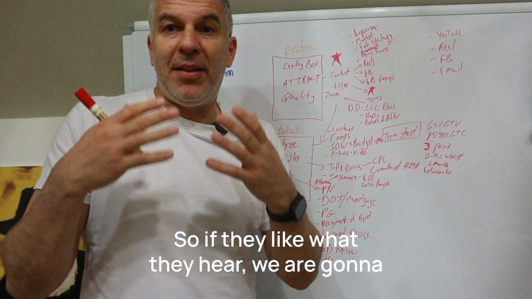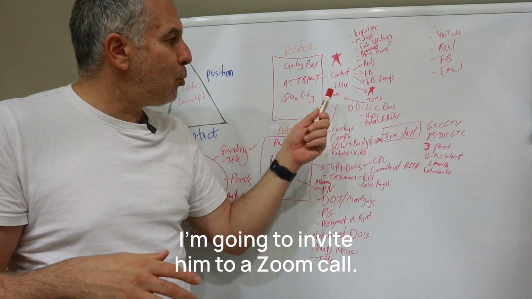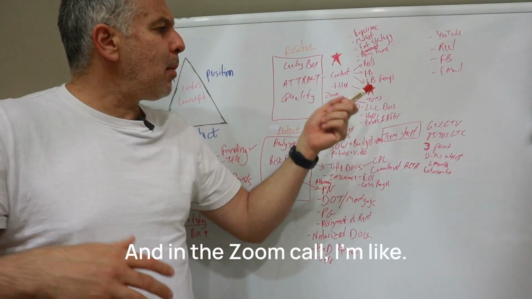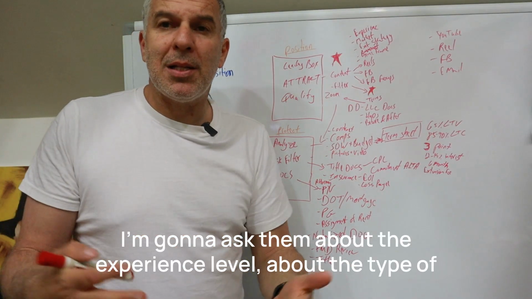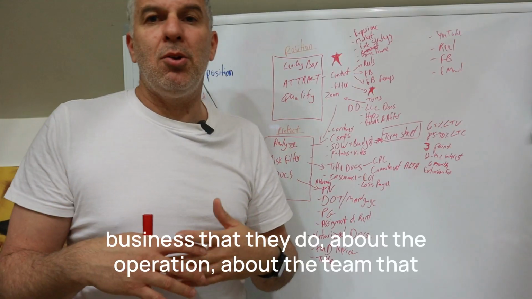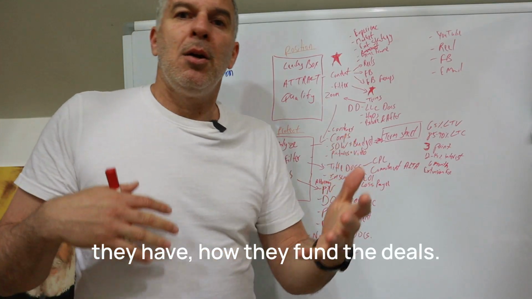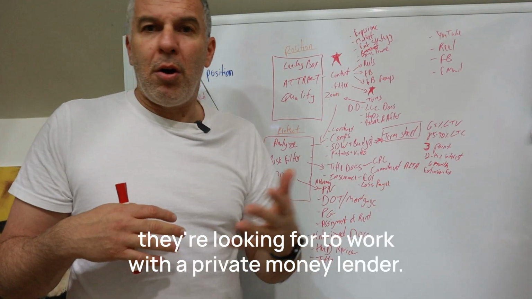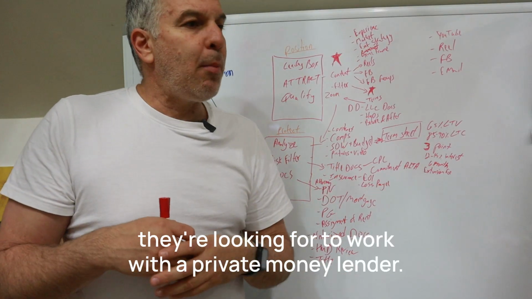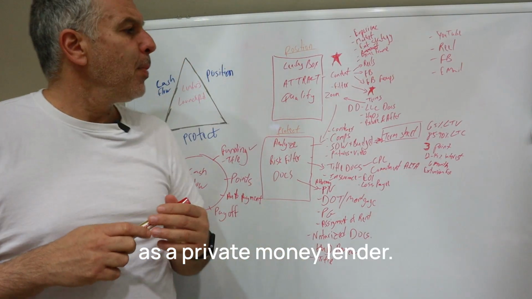Okay, so if they like what they hear, we're going to continue to the next step. I'm going to invite them to a Zoom call. And in the Zoom call, it's going to be a vibe check. I'm going to ask them about their experience level, about the type of business that they do, about their operation, about the team that they have, how they fund the deals. Going to speak with them about their typical deals, what they're looking for to work with a private money lender. I'm going to share with them my process of how I work as a private money lender.